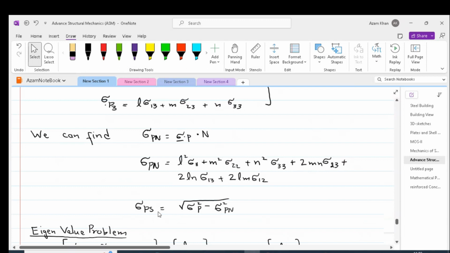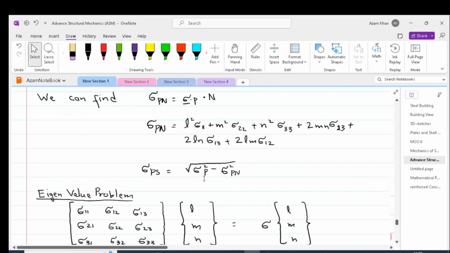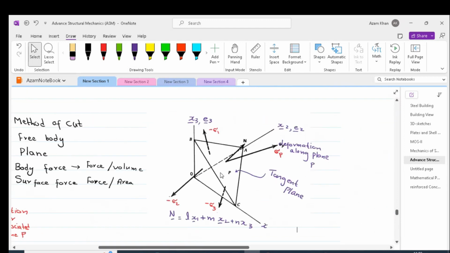Similarly, we can find the shear at the reference plane by using Pythagoras theorem. Thus, we can subtract sigma square Pn from the magnitude of sigma P square and take the square root to find out the shear appearing at our reference plane. In this way, our sigma P can be decomposed into two components, one normal and another one shear component on the area ABC.